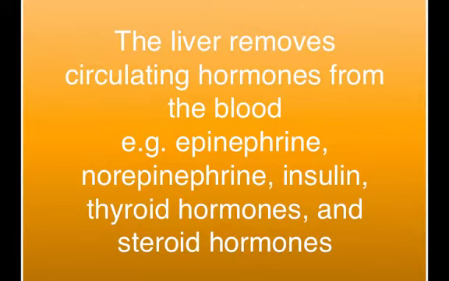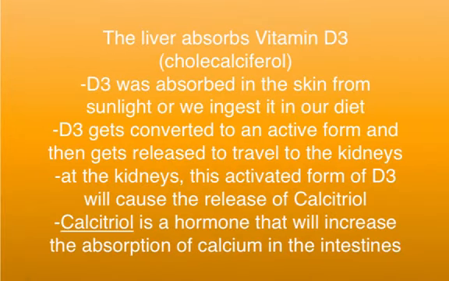Hormones such as epinephrine, norepinephrine, insulin, thyroid hormones, and steroid hormones are absorbed in the liver from the blood. The liver also absorbs vitamin D3, called cholecalciferol. Vitamin D3 was created in the skin with the help of sunlight, or else was absorbed in the diet. The liver converts this vitamin D3 to a different form and then releases it back into circulation, where it will travel to the kidney and be used to make calcitriol. Calcitriol is a hormone needed to absorb calcium.